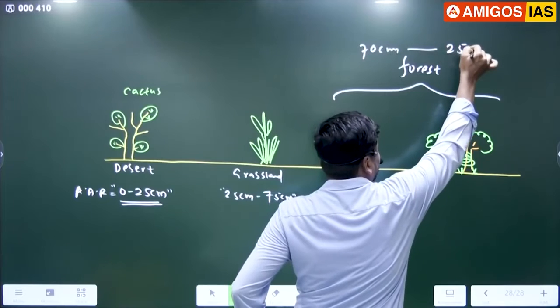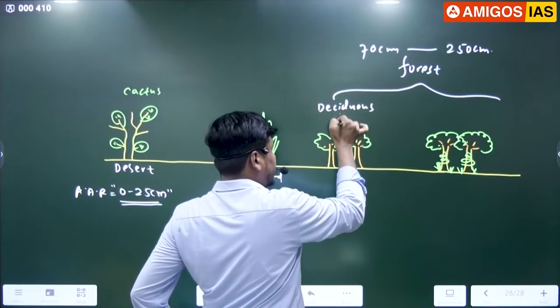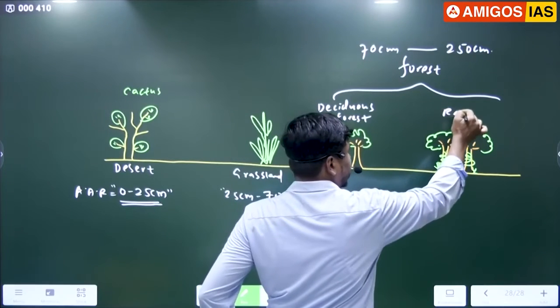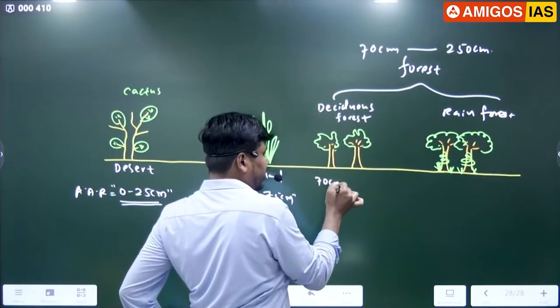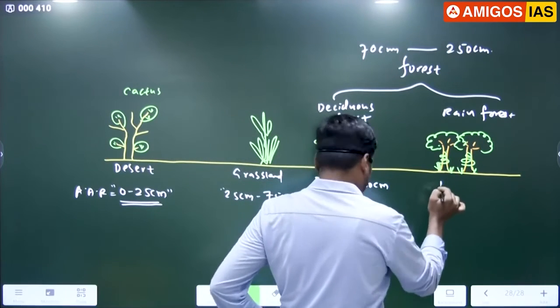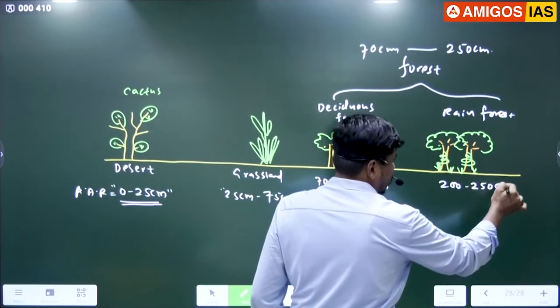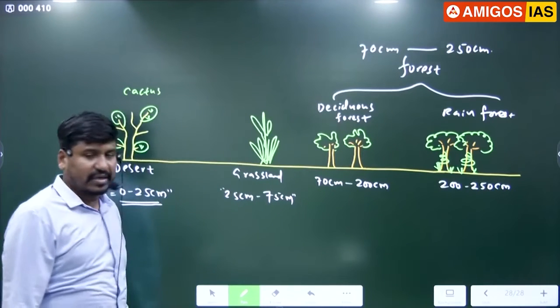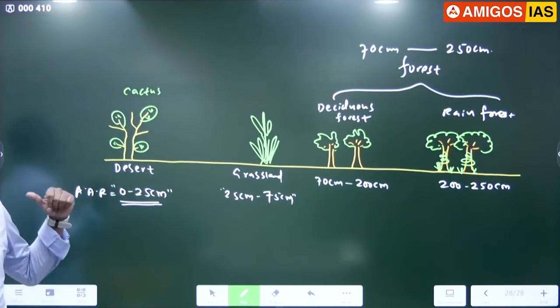250 centimeters. And within that forest, we have two types: deciduous forest and rainforest. Forests that receive rainfall between 70 to 200 centimeters we call deciduous forest. Those that receive 200 to 250, or sometimes more than 250, but the criteria is minimum 200, are known as rainforest, right? To call it rainforest, rainfall should be more than 200. To call it deciduous forest, rainfall should be more than 70 but less than 200. To call it grassland, more than 25, less than 75. To call it desert, more than 0 and less than 25, right?